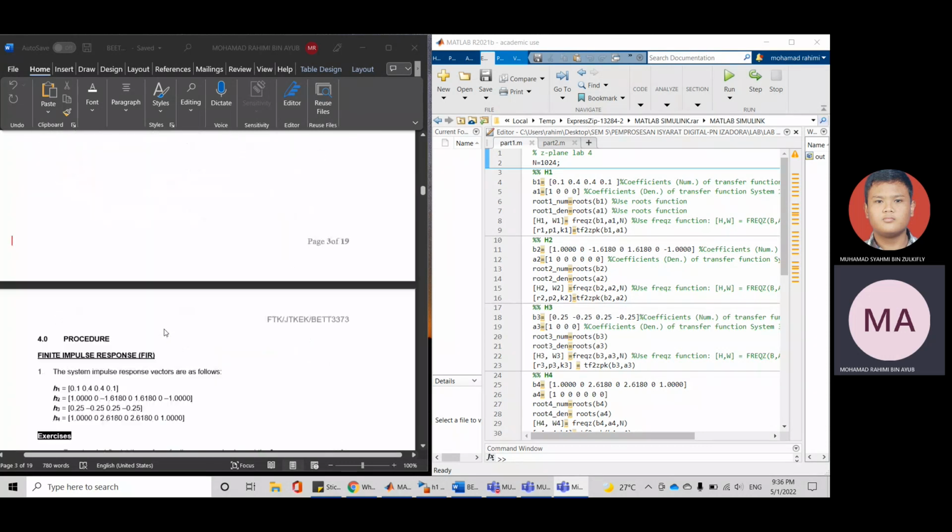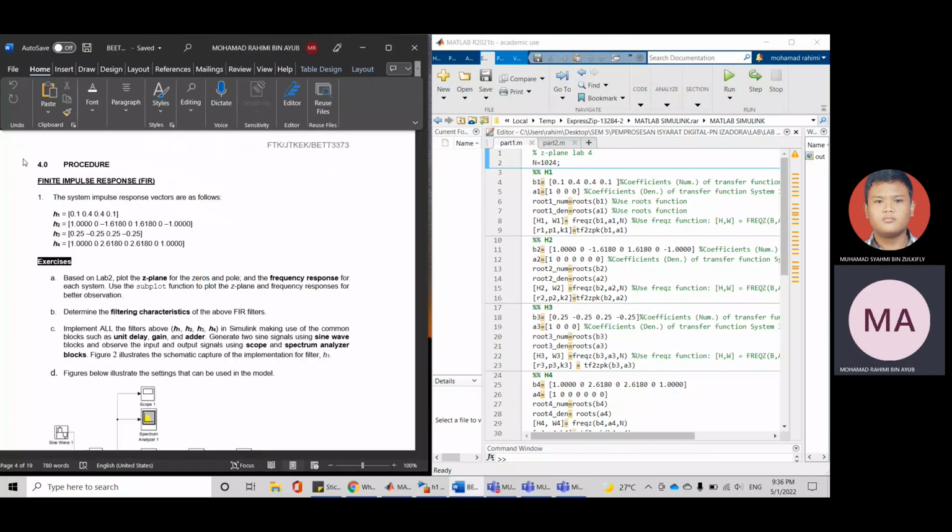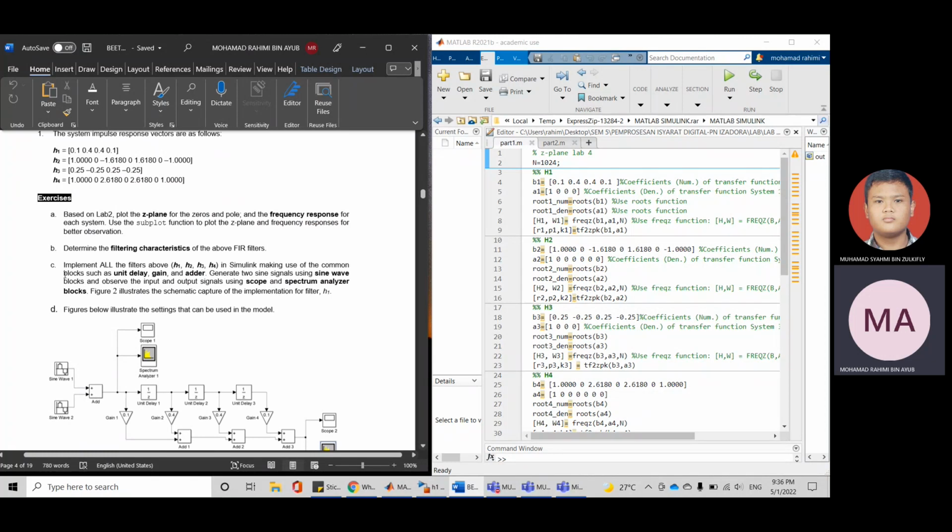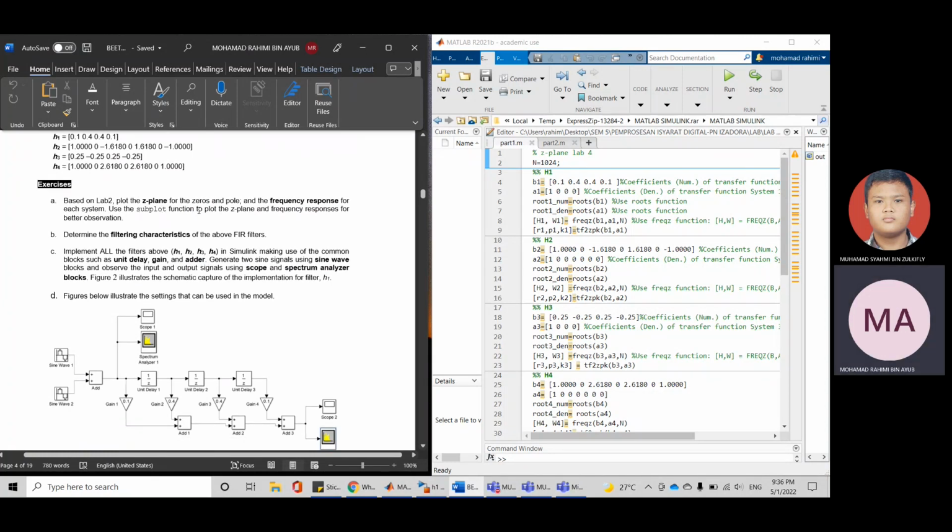Okay, for the procedure, for FIR, for number 1, the system impulse response vectors are as follows. The values are given for H1, H2, H3 and H4. For the exercise, based on Lab 2, plot the z-plane for the zeros and poles and the frequency response for each system, using the subplot function to plot the z-plane and frequency response for better observation.